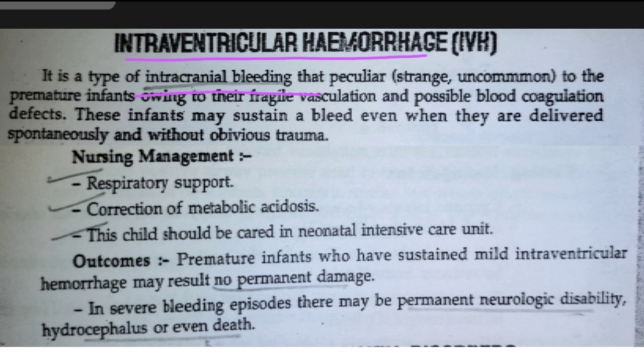So as management, we will first support the respiratory system and then the circulatory system. If there is a problem in the respiratory system, then automatically there will be an acid-base disturbance. For that correction, we will provide medications. These medications and supplies will be provided to the baby in the NICU, a special unit where the baby will be given care. And one thing, this condition will not cause permanent damage in the brain. It can be cured, but if it is very, very serious, then it can even lead to death or permanent neurological disorder. The baby can't walk or has some kind of problems.